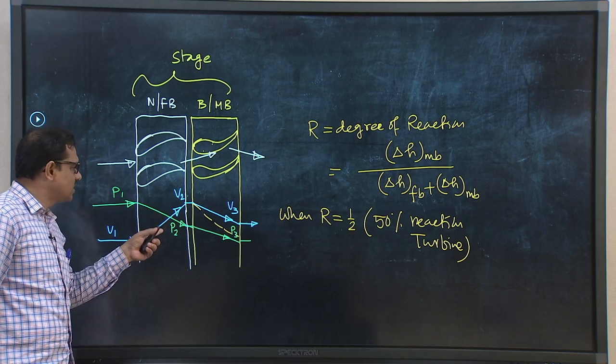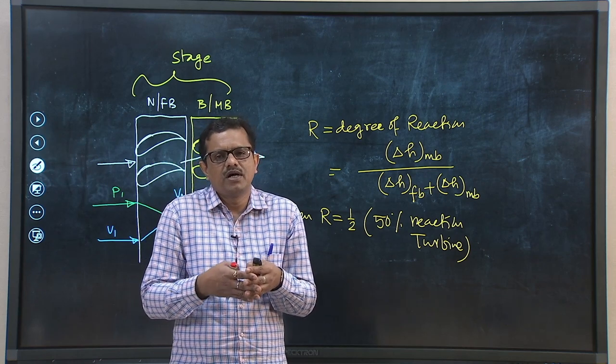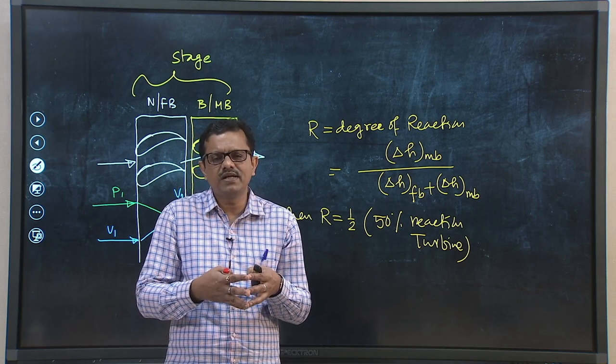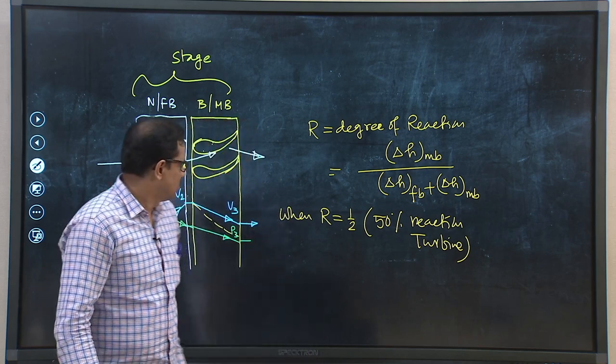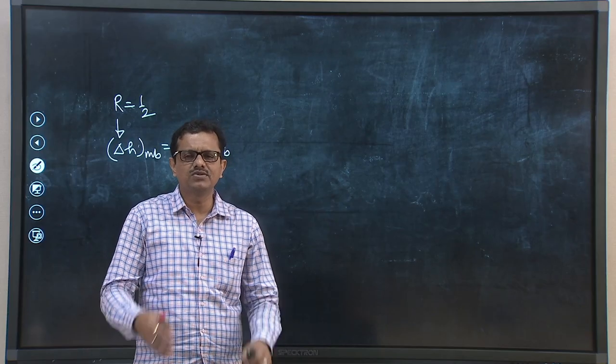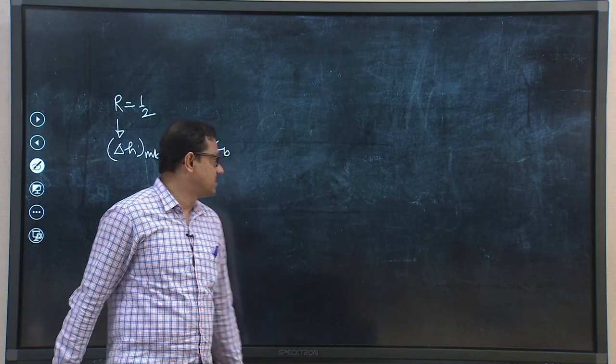So, for R equal to half, that is a 50% reaction turbine, this is the only one stage that we had drawn today to see the variation of pressure and velocity when steam is passing through the first row of nozzles or fixed blades, and first row of moving blades. If we try to draw the velocity triangle for this particular case, R equal to half, then delta H moving blade is equal to delta H fixed blade. That is, enthalpy drop of steam while passing through the moving blades is equal to enthalpy drop of steam when passing through the nozzles or fixed blades.